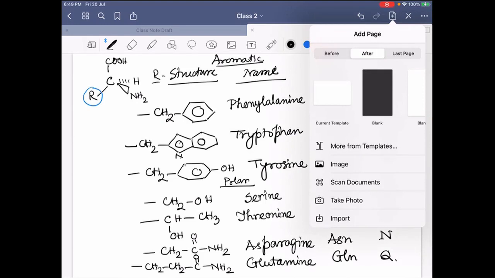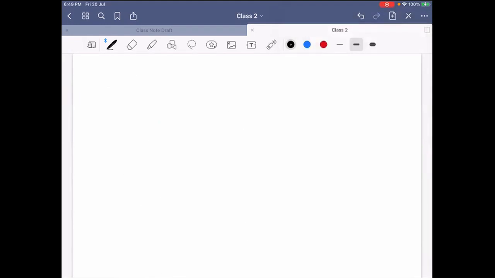So with this, we've completed the aromatic and polar set of molecules. Then we actually move towards the acidic set of molecules. And over here, again, I should draw the structure.